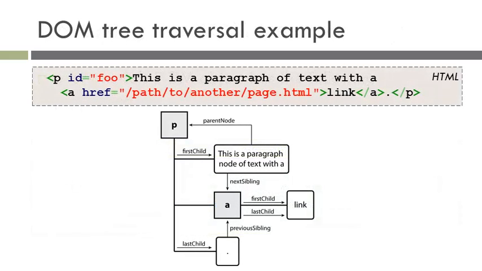Here is a DOM tree traversal example. In this example, we have a paragraph element and an anchor element. The first child of the paragraph node is a text node that reads, "This is a paragraph of text with a." The next child node, or the sibling node of the text node, is the anchor tag. After the anchor tag, the next node is another text node. The anchor tag also contains an attribute node that is not displayed in this DOM tree. What is displayed is the first child, which is a text node with a text link in it.